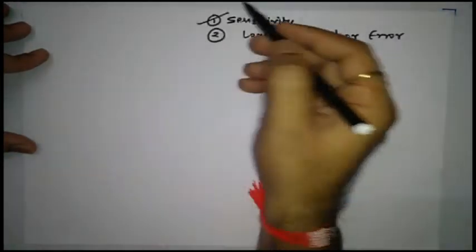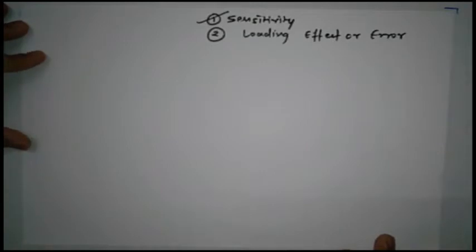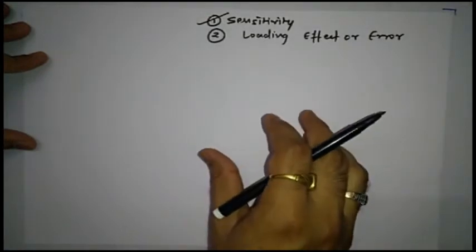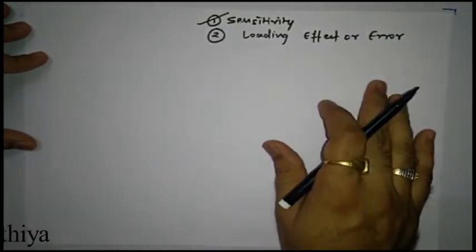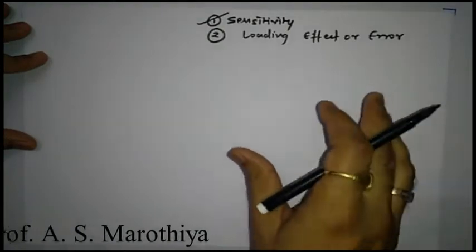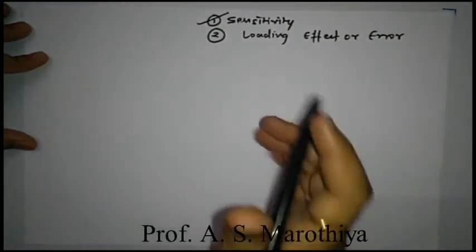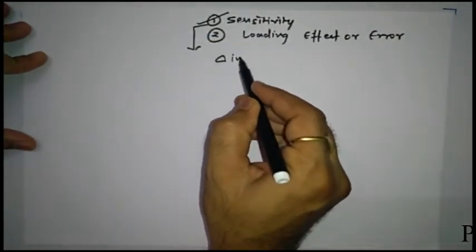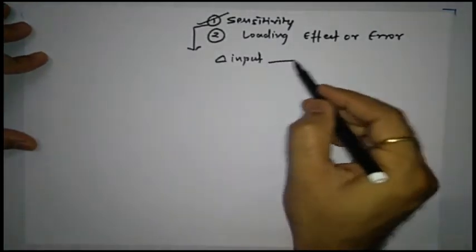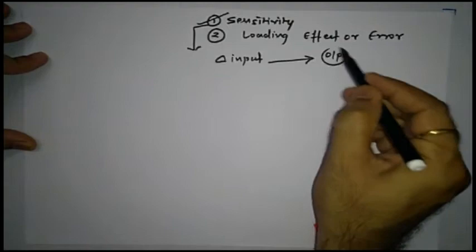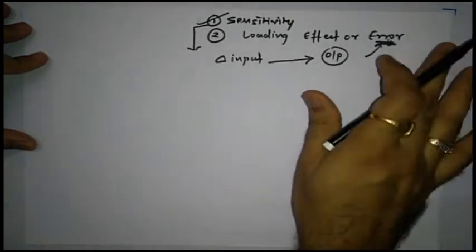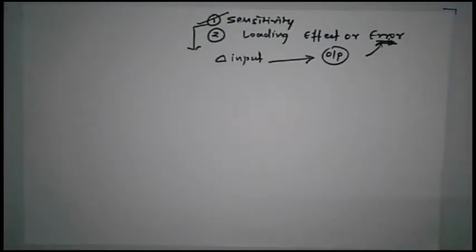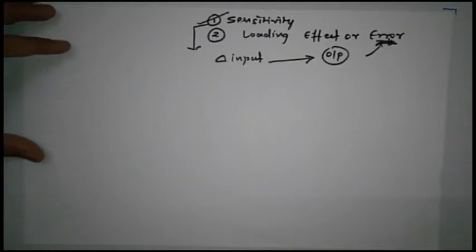Now what is sensitivity? Sensitivity is nothing but the ability of an instrument to indicate the smallest change in the input and replicate that change faithfully as an output without any error. So that ability of an instrument is nothing but what? Sensitivity. It is nothing but the ability of an instrument to indicate smallest change in the input and replicate that change faithfully as an output without any error. So that ability is nothing but what? Sensitivity.